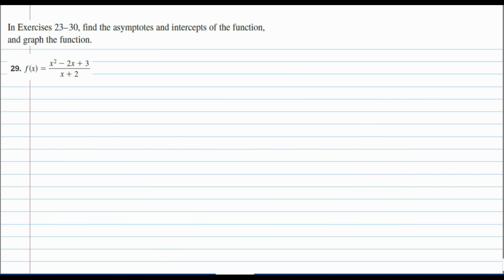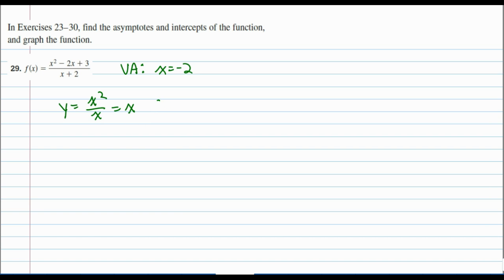The now try problem for example 4 is number 29. I need to find the asymptotes and intercepts of the function and graph the function. Okay, so first let's look at vertical asymptotes. Those are pretty easy. We've been doing those for a while in this course. A vertical asymptote is going to make the denominator 0. That's x equals negative 2. Now as far as my other asymptotes go, I need to look at the first term in the numerator and first term in the denominator. So y equals x squared over x, which simplifies to just x.